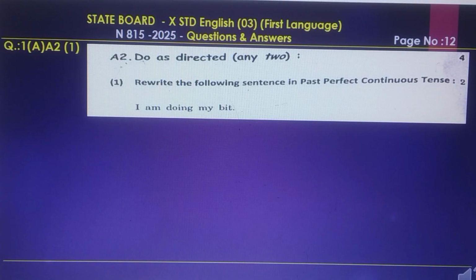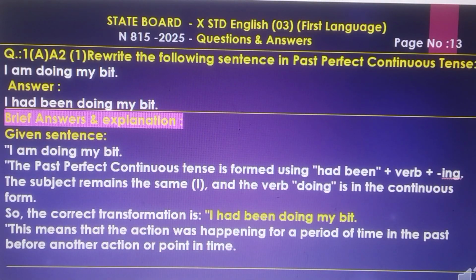Question number, do as directed, any two, Q1A, A2. Rewrite the following sentence in the past perfect continuous tense. I am doing my bit. The answer to this question: I had been doing my bit.